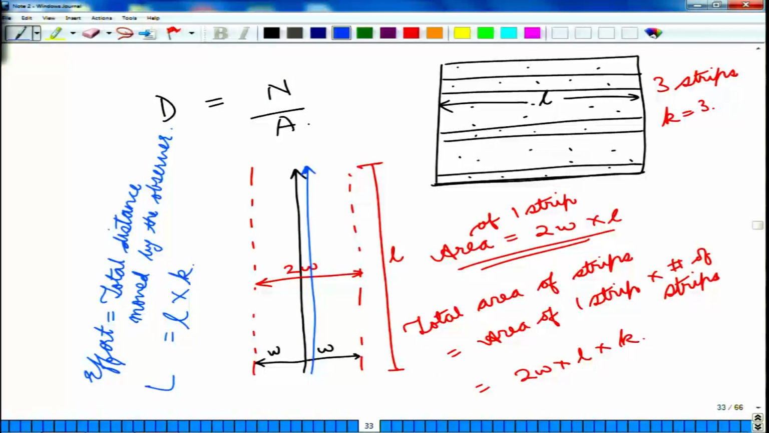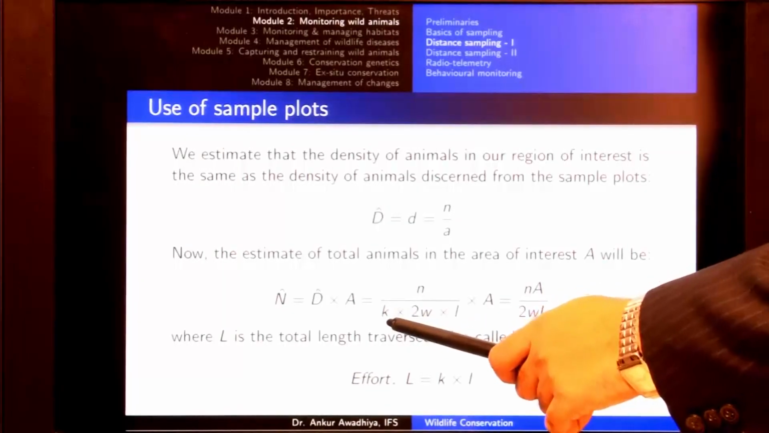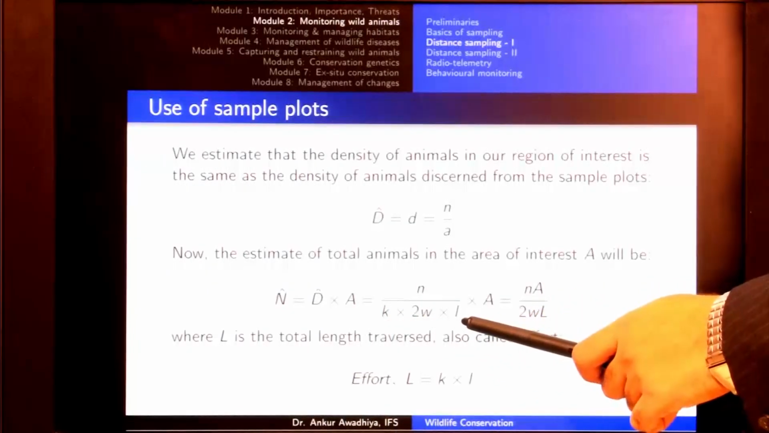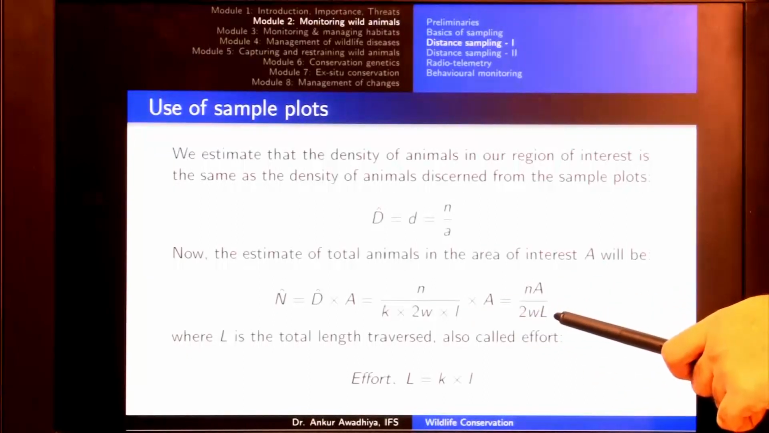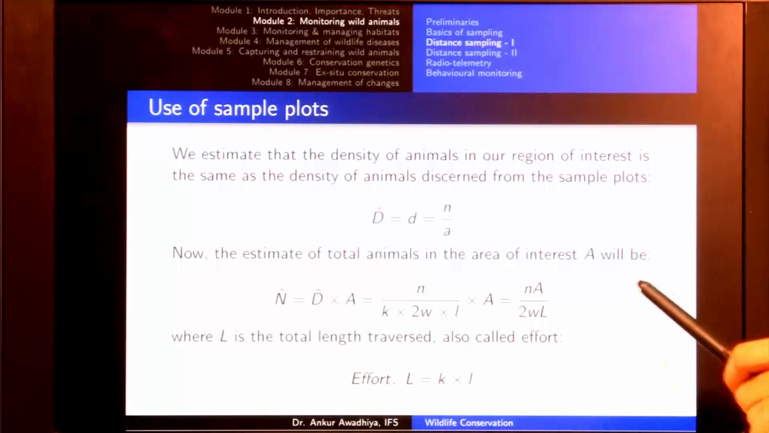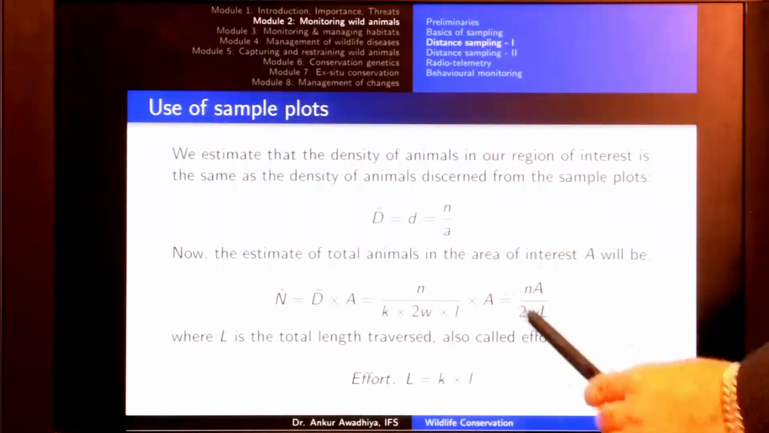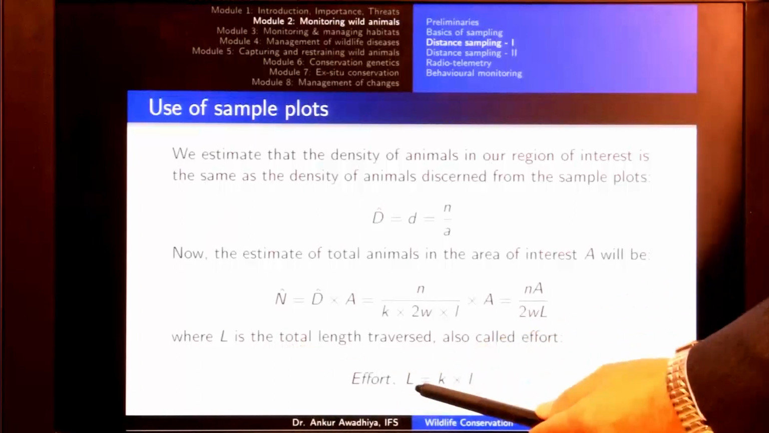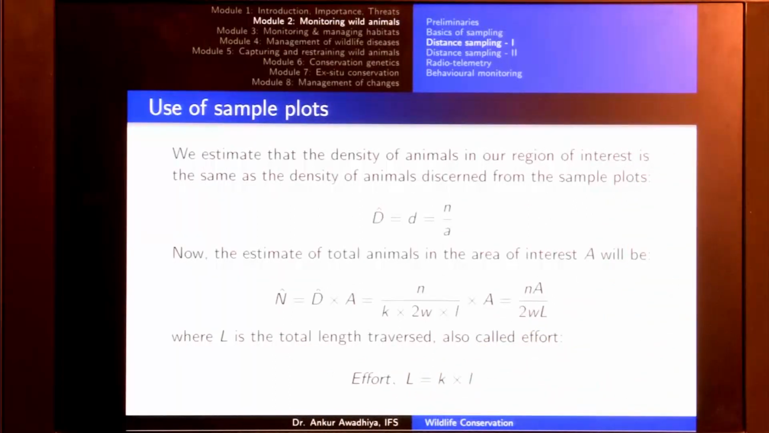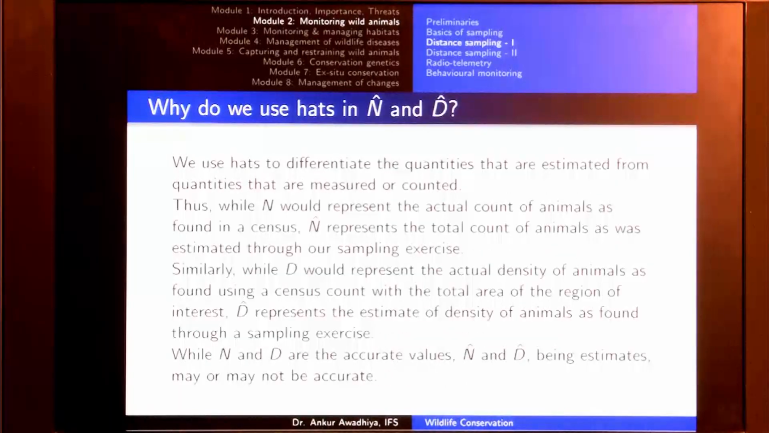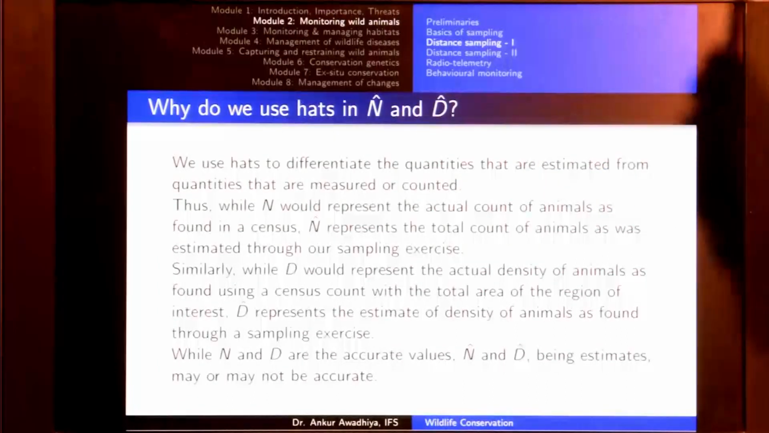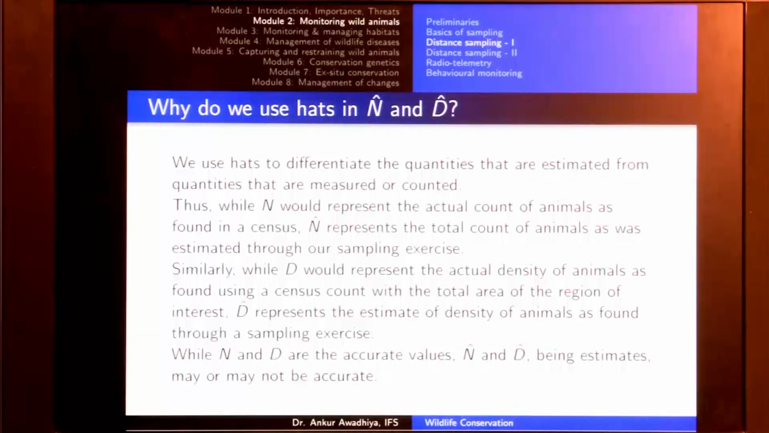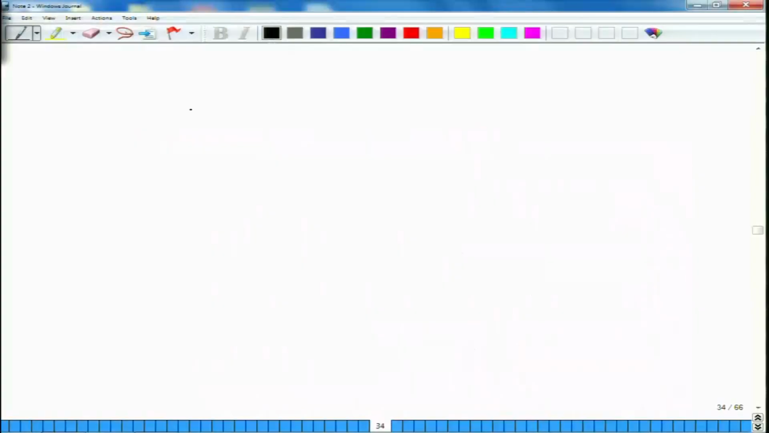So, now coming to the slides, here we have small k, that is the number of strips, multiplied by the length of the strip is capital L. So, N A divided by 2W capital L is the estimate of the number of animals in the whole of the forest, and capital L is the effort, which is k into l. Now, this much portion is simple, and we use hats in capital N hat and capital D hat because both of these are estimates. So, coming back to the board, when we wrote small n, small n is the number of animals that we actually observed.